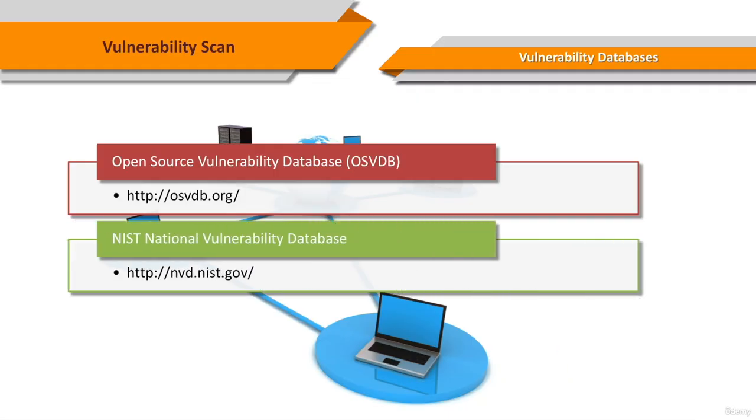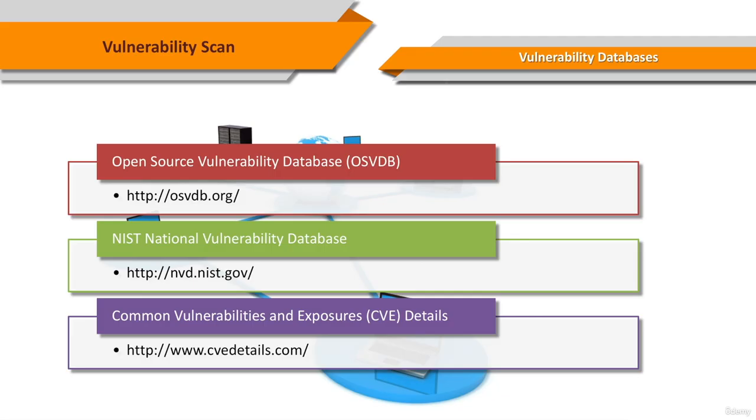The National Vulnerability Database is the U.S. government repository of standards-based vulnerability management data represented using the Security Content Automation Protocol, SCAP. This data enables automation of vulnerability management, as well as security measurement and compliance. NVD includes databases of security checklists, security-related software flaws, misconfigurations, product names, and impact metrics.